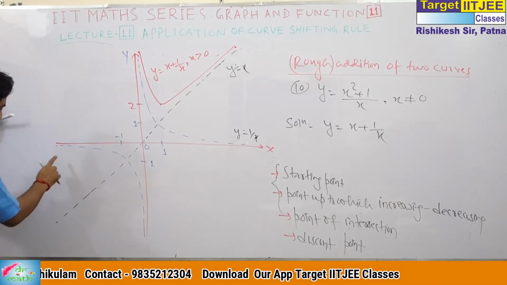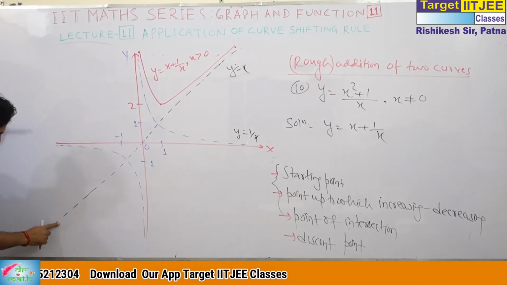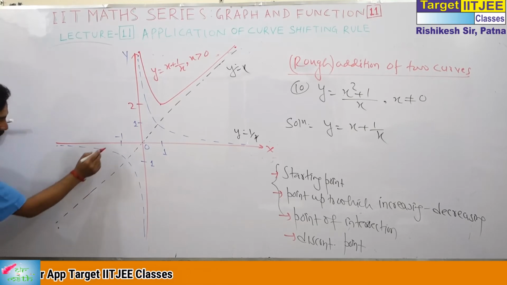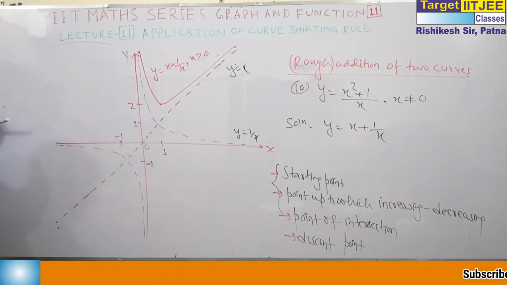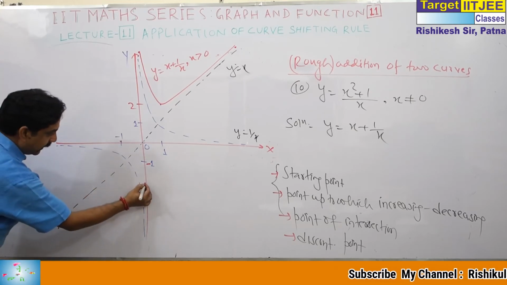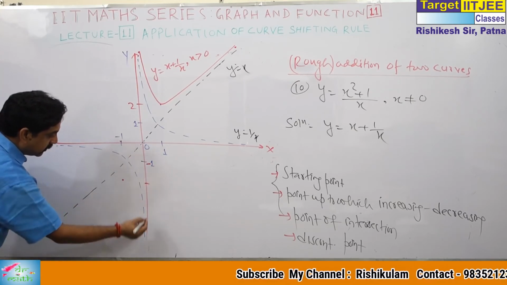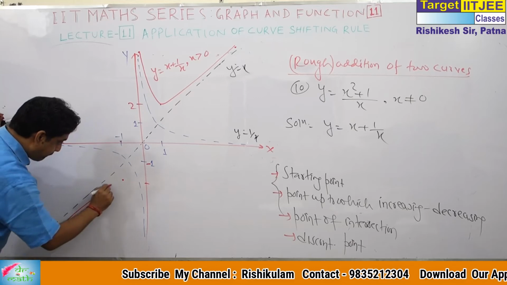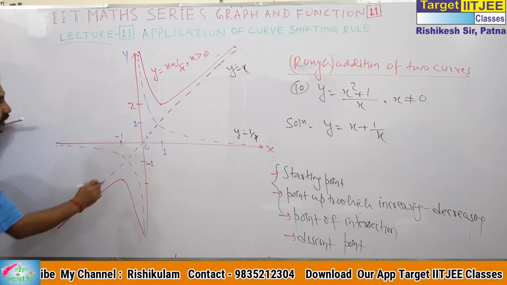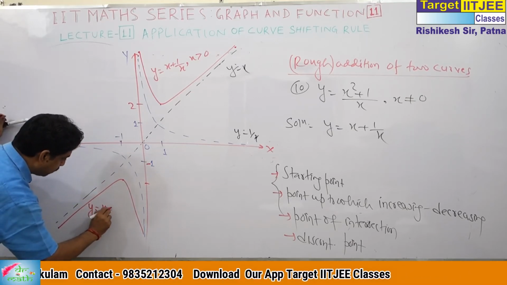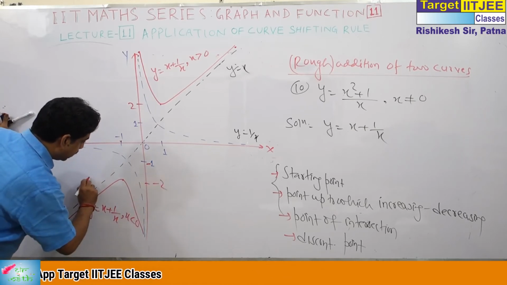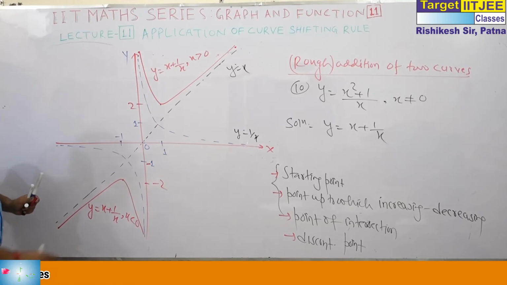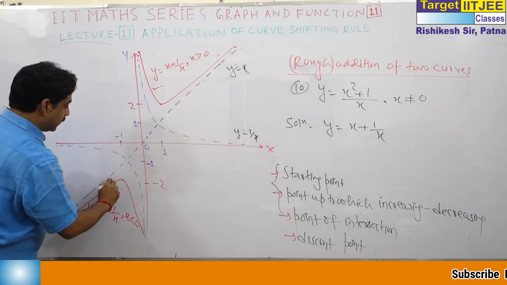Likewise, come to this one. This is 0 and minus infinity. This is minus 1 and minus 1, minus 2. This is 0 and minus infinity. So this is y is equal to x plus 1 by x when x is less than 0, and you can see y is less than or equal to minus 2, and greater than or equal to 2 for the other part. So this portion is the complete graph.